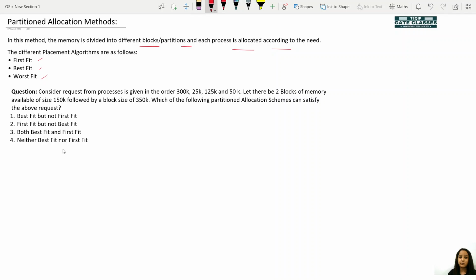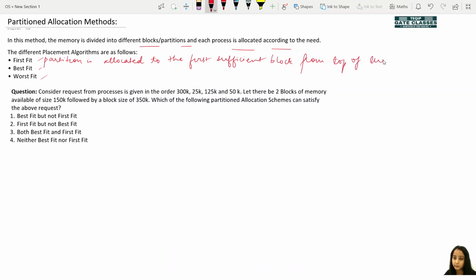In the first fit, the partition is allocated to the first sufficient block from the top of the memory. So this is your first fit.